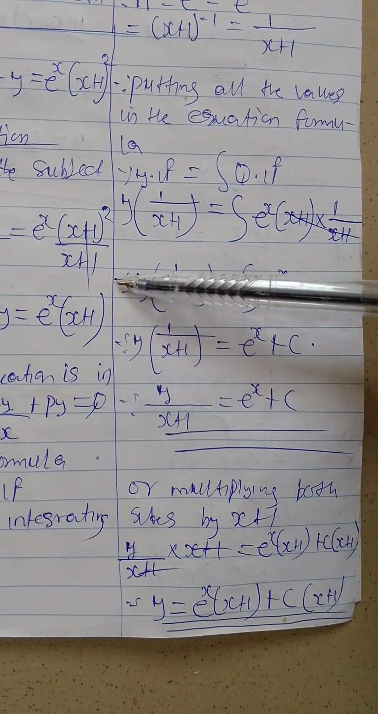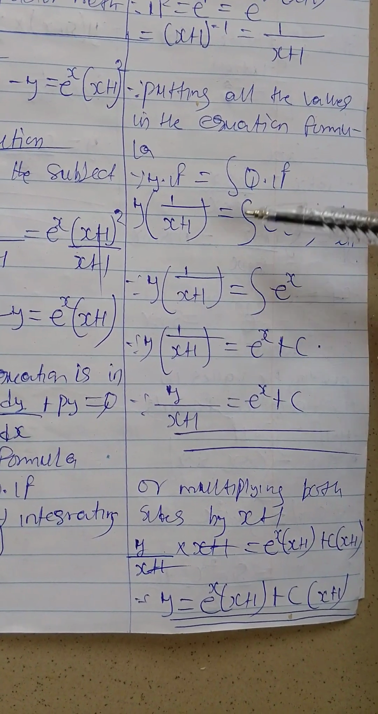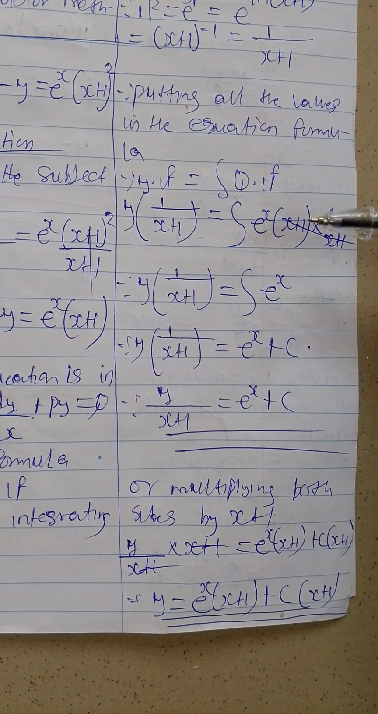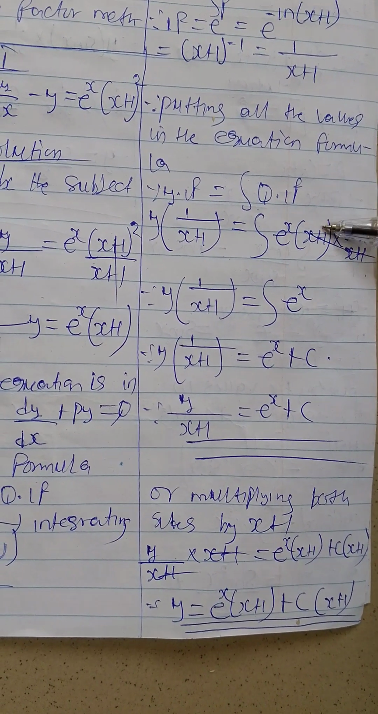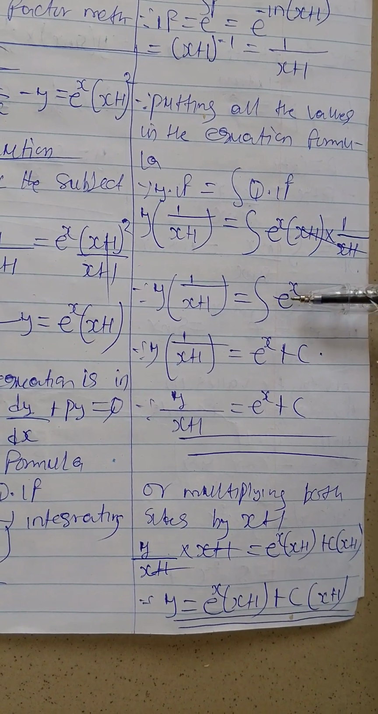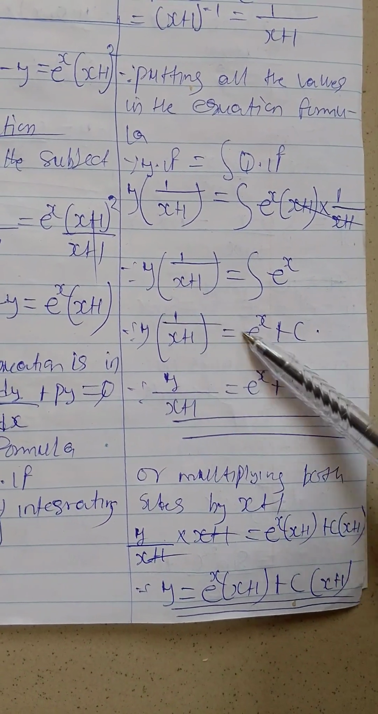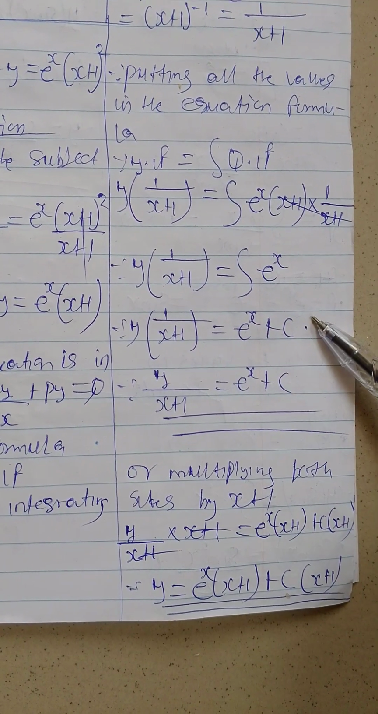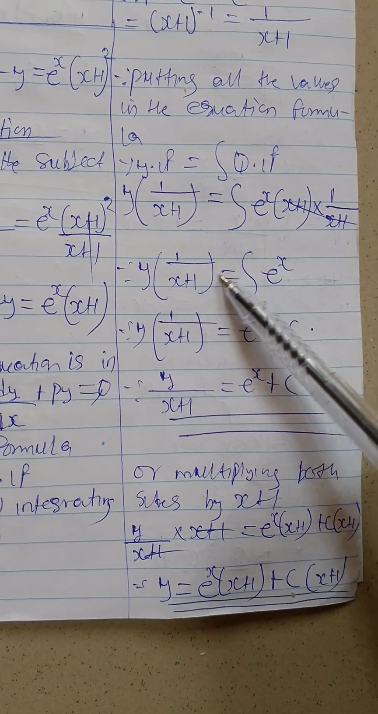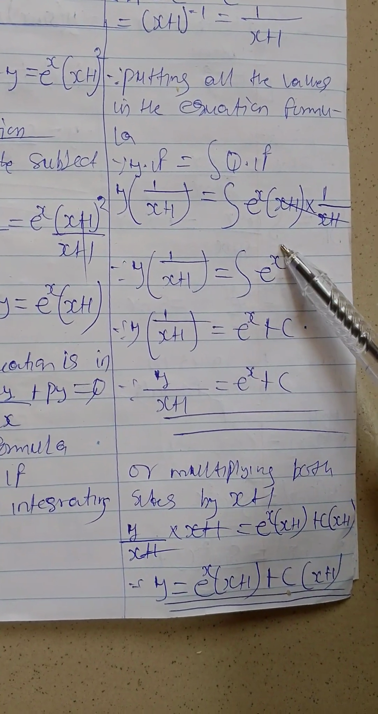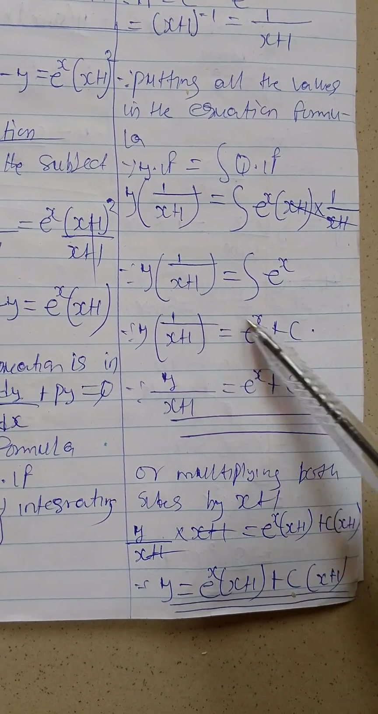So that becomes y times 1 over x+1 equals the integral of, if you multiply this, x+1 cancels x+1, remaining only e^x. You understand? So y times 1 over x+1 is equal to the integral of e^x. Okay, so this becomes y times 1 over x+1 is equal to what?